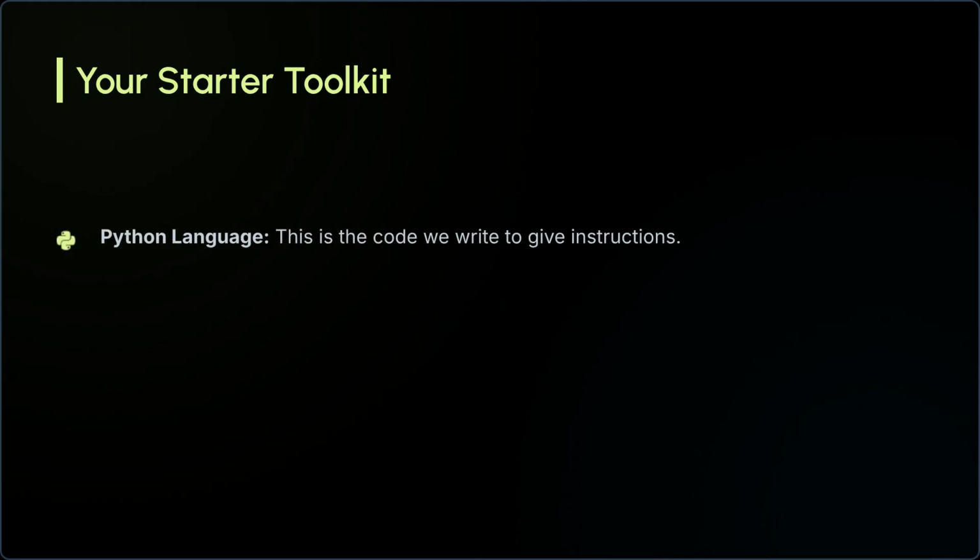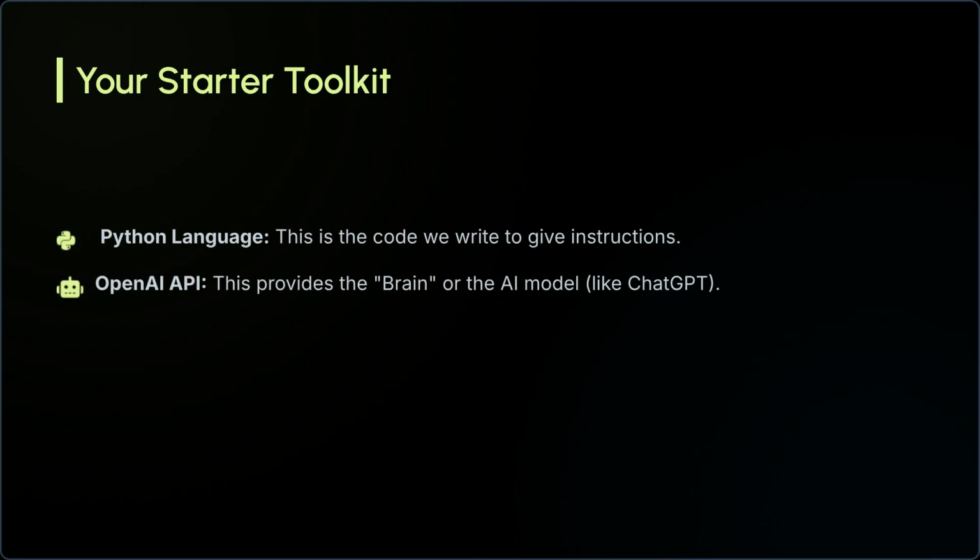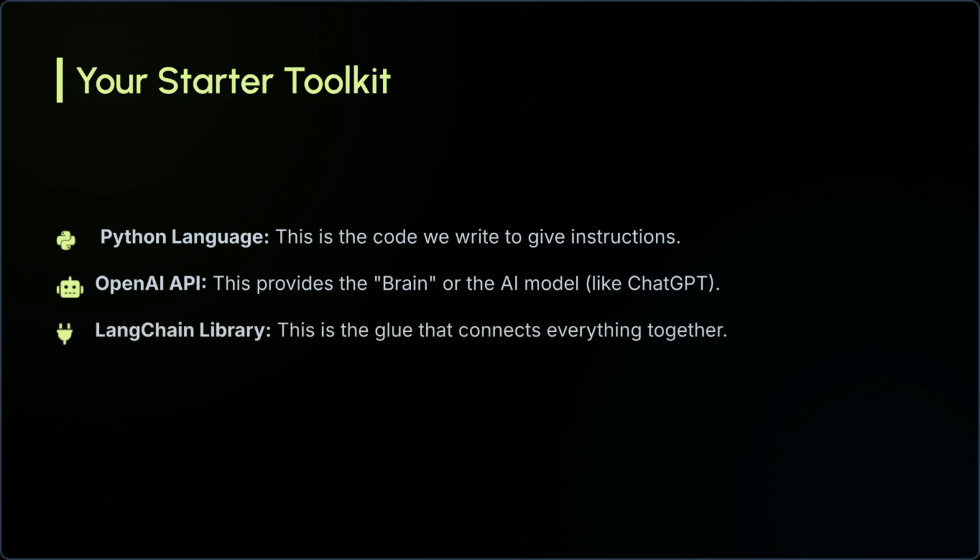To start, you'll need a toolkit. This includes Python for code, the OpenAI API for the AI model, the LangChain library as the glue, and VS Code as your digital notebook.